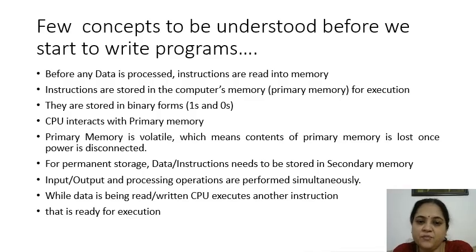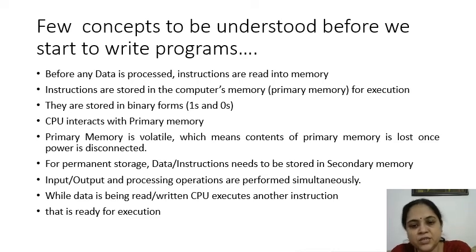Before we start writing programs, let us reiterate certain concepts. Before any data is processed, data or instructions are stored into memory. Instructions are stored in the computer's primary memory for execution. They are stored in binary form, that is ones or zeros. The CPU interacts with primary memory. But primary memory is volatile, which means the contents of primary memory are lost once the power is disconnected. For permanent storage, data or instructions need to be stored in secondary memory.